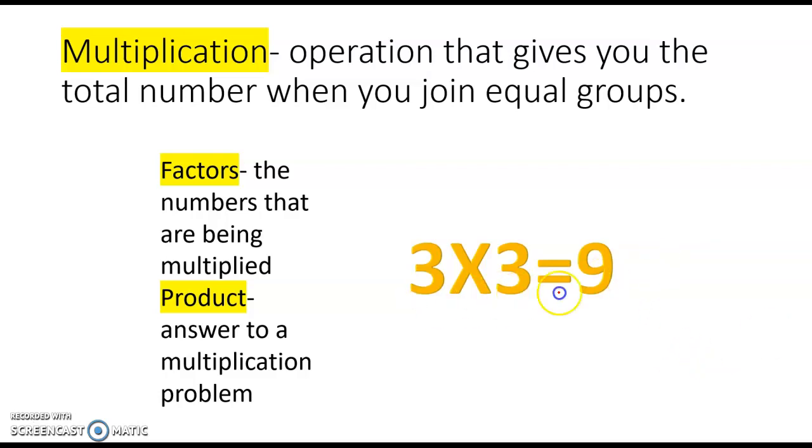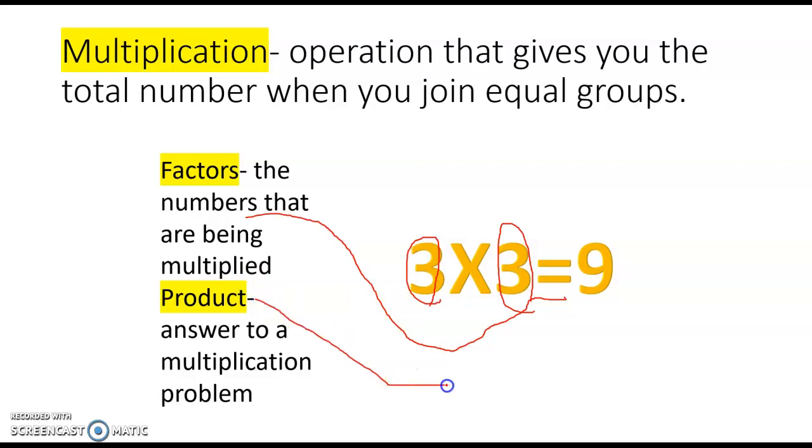If I had 3 times 3, factors are the numbers that are being multiplied. So 3 and 3 are factors. Your product is the answer to a multiplication problem.